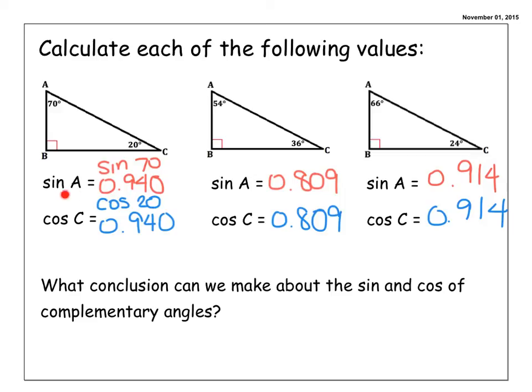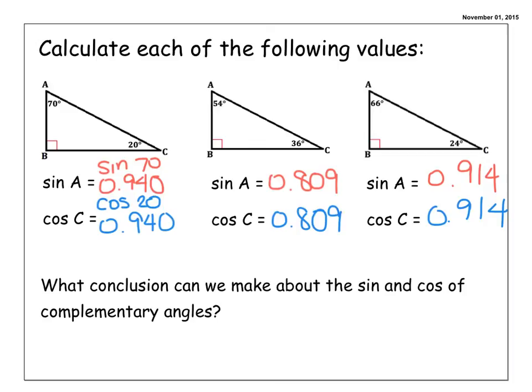You notice that the sine of one angle is equal to the cosine of the other angle. So at the very bottom here, it says, what conclusion can we make about the sine and the cosine of complementary angles? So if we have 2 complementary angles, and remember that in a right triangle, these will always be complementary, the sine and the cosine of these complementary angles are always going to be equal to each other.